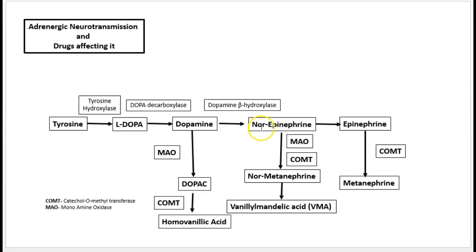In another lecture, I have already explained the synthesis and metabolism of the catecholamines like dopamine, norepinephrine, and epinephrine. And I also discussed MAO inhibitors, which are specifically MAO A inhibitors and MAO B inhibitors, as well as COMT inhibitors.